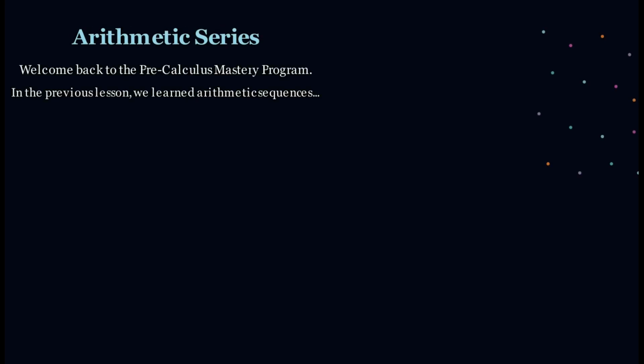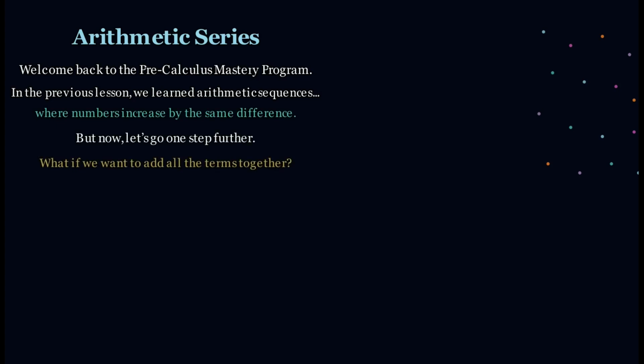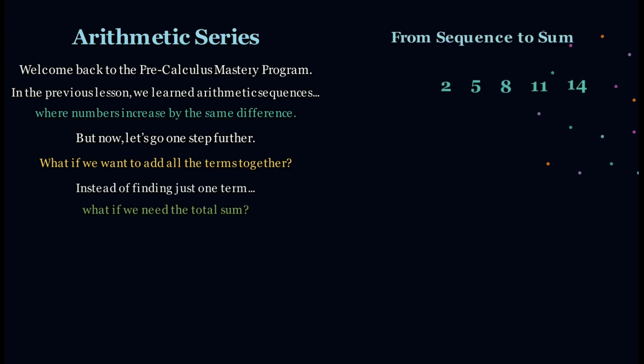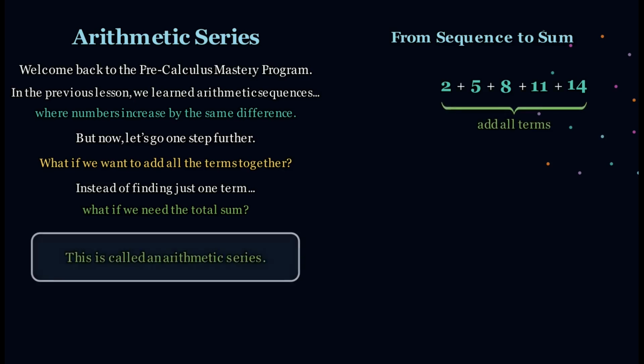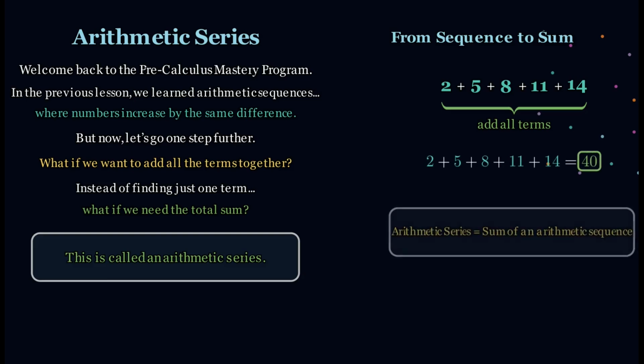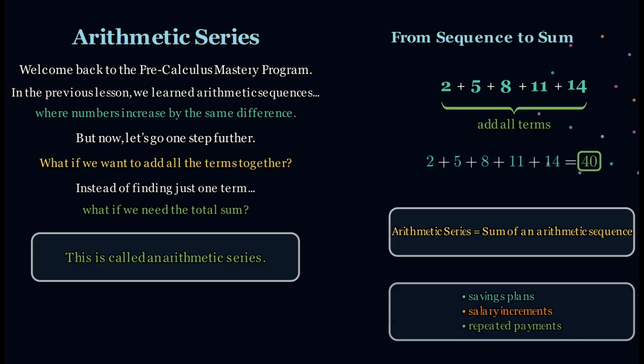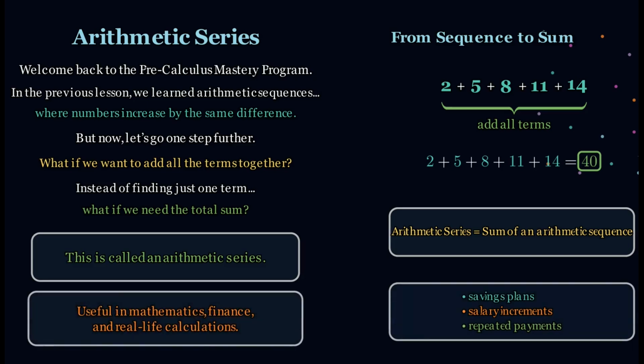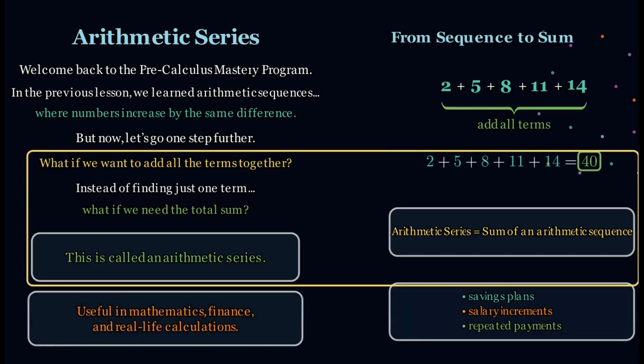In the previous lesson, we learned arithmetic sequences, where numbers increased by the same difference. But now, let's go one step further. What if we want to add all the terms together? Instead of finding just one term, what if we need the total sum? This is called an arithmetic series. And this concept is extremely useful in mathematics, finance, and real life calculations.